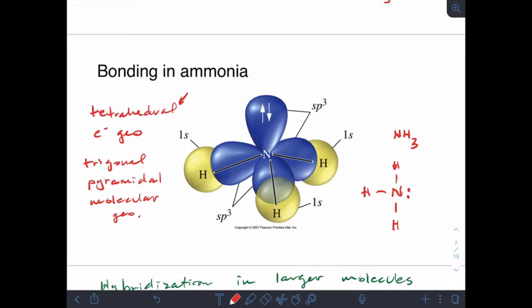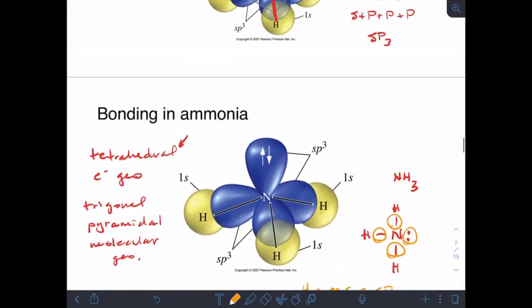Again, determine how many areas of electrons you have. Let's change the color a little bit. So I've got 1, 2, 3, 4 areas, which equals sp3. So your molecular geometry does not determine hybridization. Let's make a note of that.